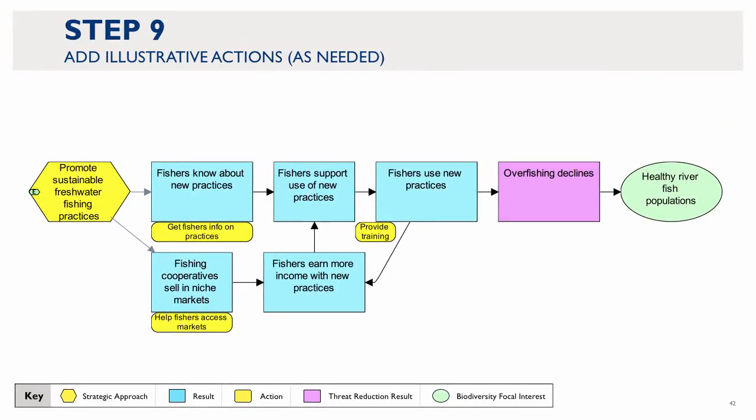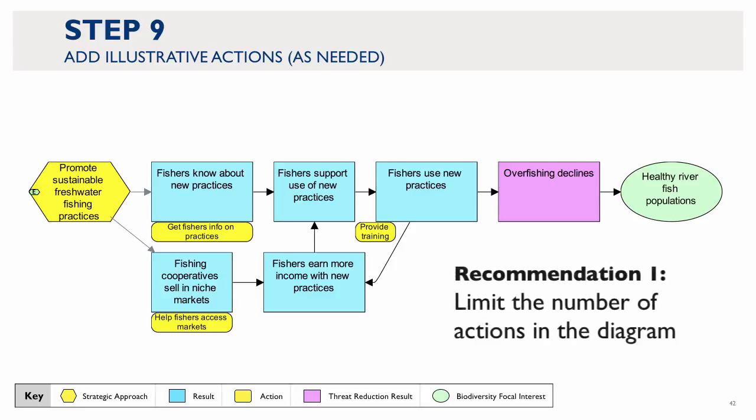When adding actions to a results chain, there are 2 key recommendations to follow. First, make an effort to limit the number of actions included in the diagram. They are called illustrative actions for a reason. The results chain diagram is not the place to include all the program's planned actions. That would be the work plan or action plan.